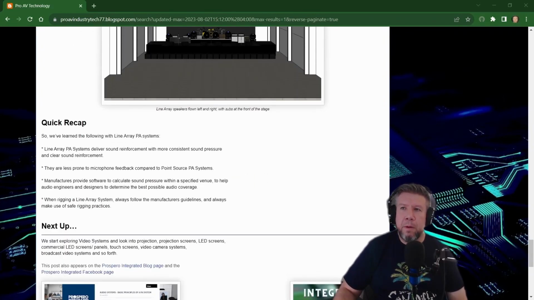So, quick recap. What have we learned with line array PA systems? Line array PA systems deliver sound reinforcement with more consistent sound pressure and clearer sound reinforcement compared to a point source PA system. They are definitely less prone to microphone feedback compared to point source PA systems. Manufacturers provide software to calculate sound pressure within a specific venue to help audio engineers and designers determine the best possible audio coverage. When rigging a line array system, always follow the manufacturer's guidelines and always make use of safe rigging practices. Like I said, that's really, really important.